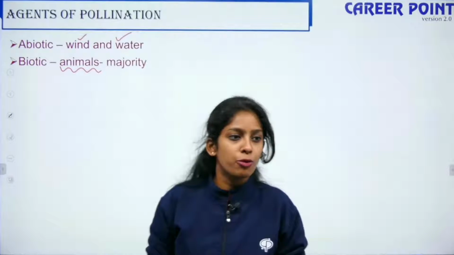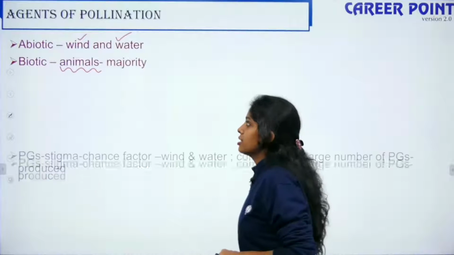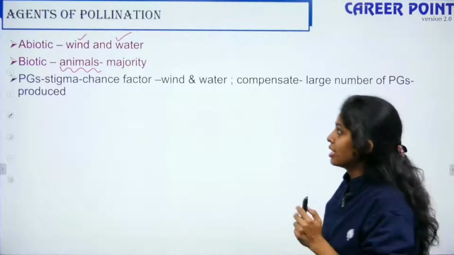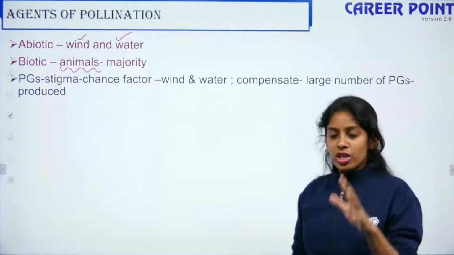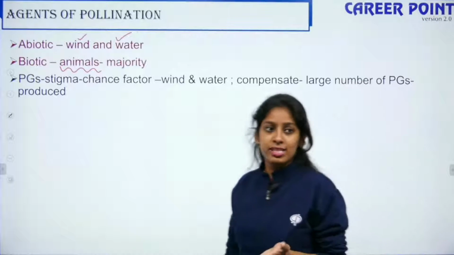So I'm talking about the process of pollination in sexually reproducing plants. Right, so these are the two types of pollinators. So now the pollen grains have to land on the stigma, and that is a chance factor.